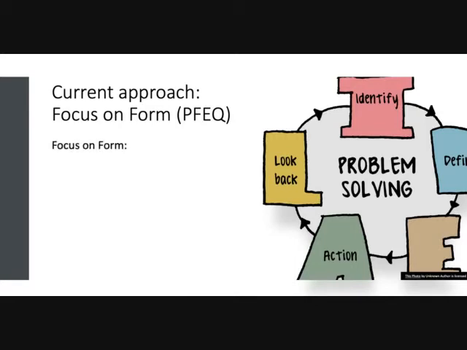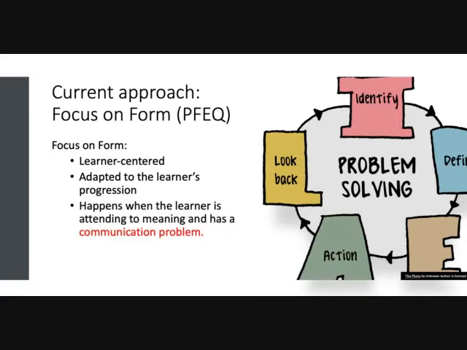Focus on form is effective for a couple of reasons. The first one is that it's focused on the learner. It's adapted to the learner's progression. It happens when the learner is attending to the meaning of their sentence or what they're trying to communicate and has a communication problem. So we're trying to express a story in the past tense and we're having a hard time doing it. You can see it's kind of like a problem-solving approach with the student. So what we're going to do is identify the kind of problems or errors that they're making and then use that as the basis for our instruction.